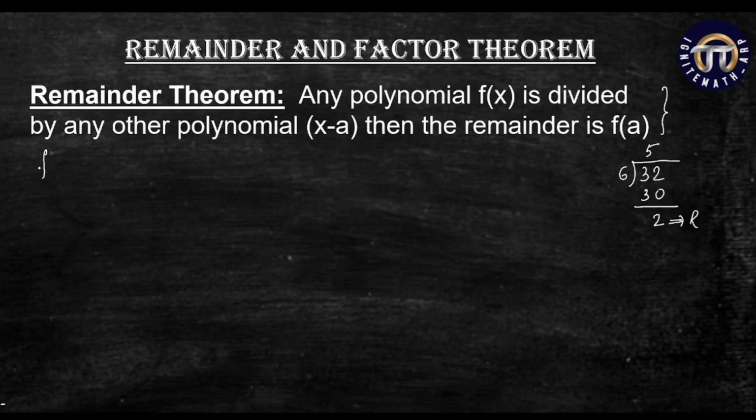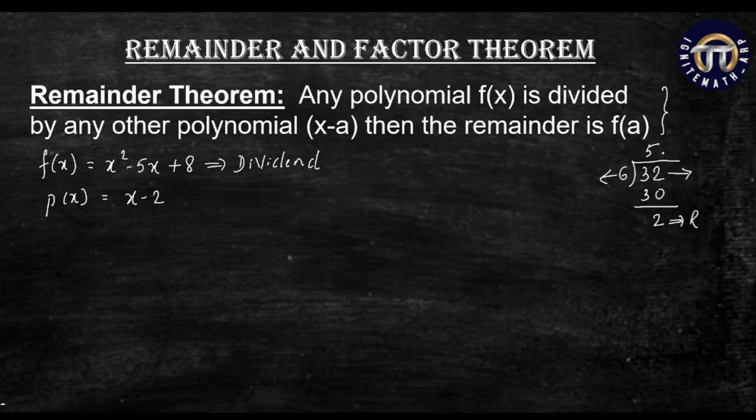Let me take a polynomial f of x. Now f of x is equal to x square minus 5x plus 8. This is the polynomial which acts like a dividend. This polynomial is going to be divided by another polynomial p of x, which is nothing but x minus 2. Right. So in the earlier example 32 is called the dividend, 6 is called the divisor, 5 is called the quotient, and the left out one is called the remainder.